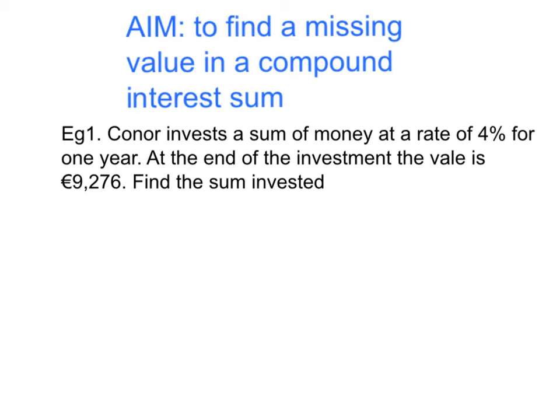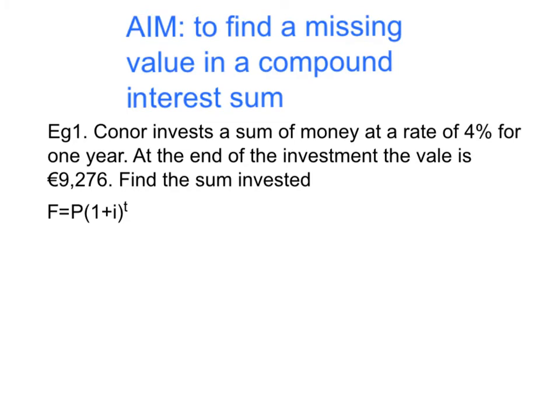So, example 1. Connor invests a sum of money at a rate of 4% for 1 year. At the end of the investment, the value of the amount is 9276. Find the sum invested. Okay, right, so in this case, well, as you can see, I spelled value wrong. We have to find the principal. Okay, so we're going to find the principal. And again, if you want to pause maybe and take down this, that's fine.